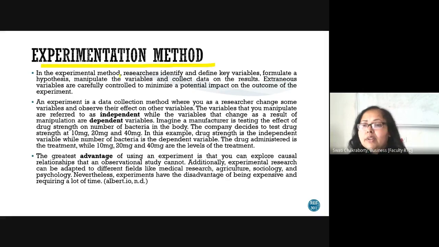Here what happens is researchers identify and define key variables, formulate a hypothesis, manipulate the variables and collect data on the results. Extraneous variables are carefully controlled to minimize a potential impact on the outcome of the experiment, right? Here you as a researcher can change some variables and observe their effect on other variables.